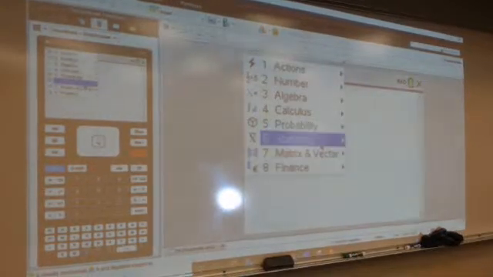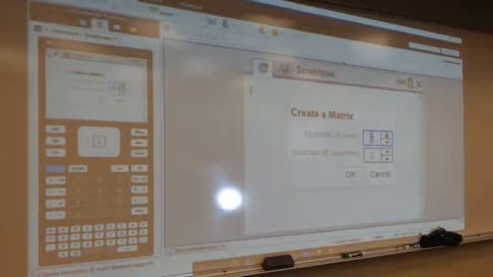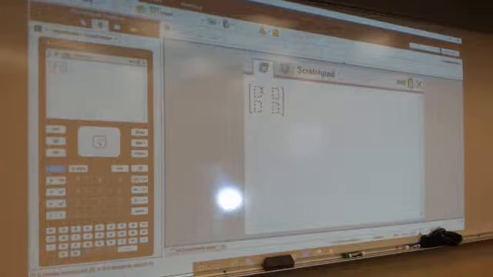One more time: menu, matrix, create matrix. It asks what we want. We want 2 by 2. We're just going to plug in our observed values. It's very important that you plug in observed. When we plug this into our calculator, it will do the expected calculations for us.